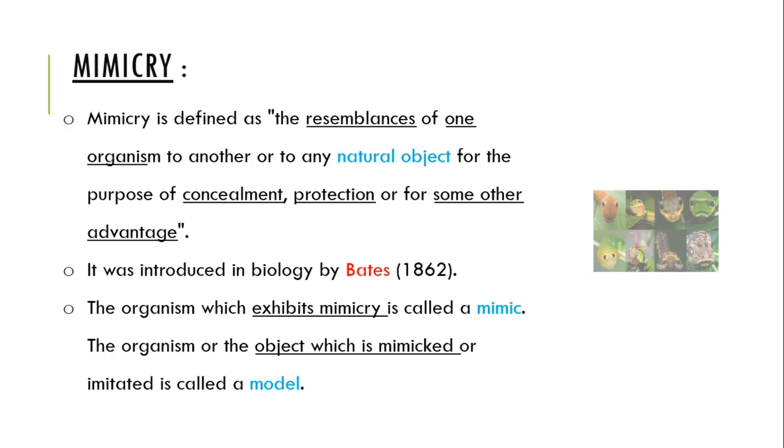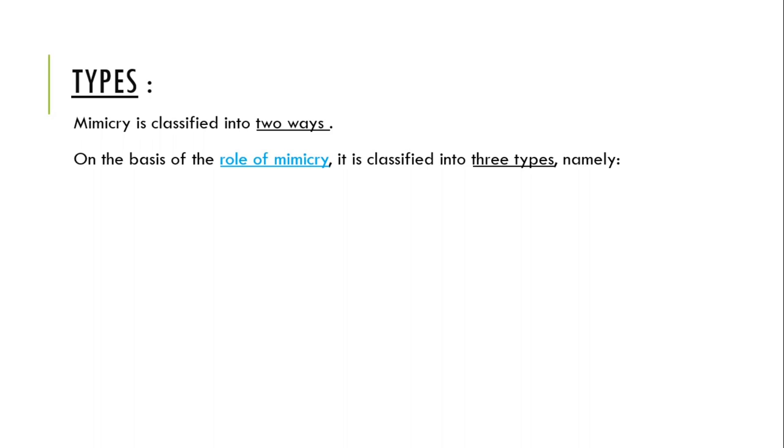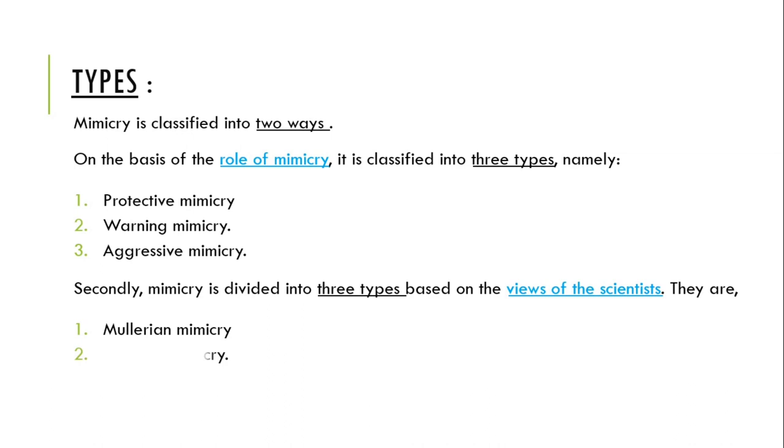There are different types of mimicry which occur in our nature. They are classified based on their role as well as on the view of scientists. Based on their roles, they are classified into three types, namely protective mimicry, warning mimicry and aggressive mimicry. And based on the view of scientists, they are of three types, namely Mullerian mimicry, Batesian mimicry and Wasmannian mimicry. In this video, we are going to see the classification based on the role of mimicry, like protective mimicry, warning mimicry and aggressive mimicry.